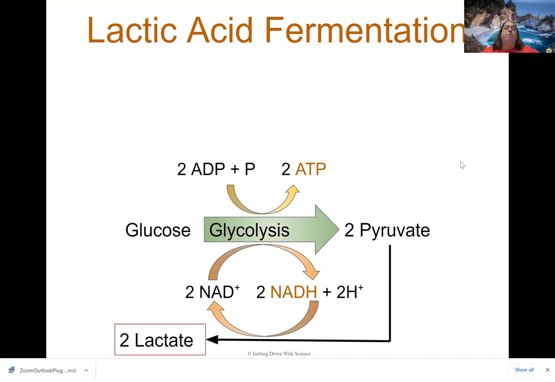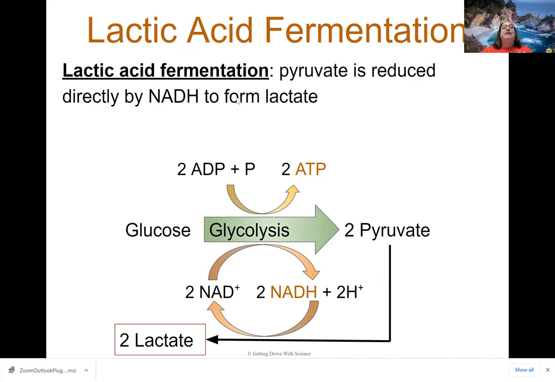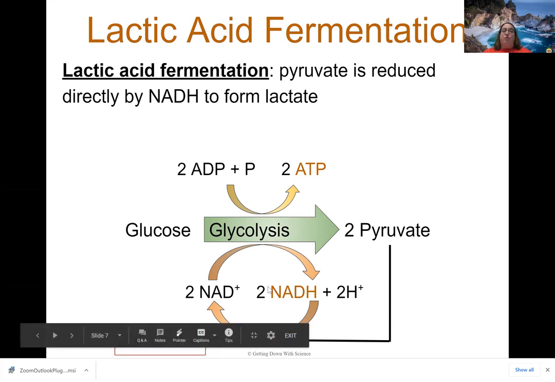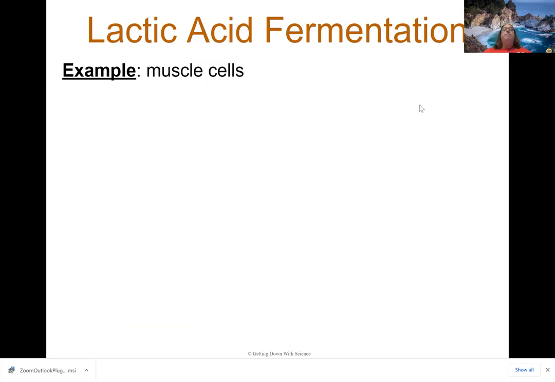The other method was our lactic acid fermentation, and this actually happens within us. So in lactic acid fermentation, pyruvate is reduced directly by NADH, just like the other, but this one forms something called lactate. So our 2 pyruvate get reduced by NADH and they form lactate or lactic acid. Our muscle cells are a key example of where this happens in the human body.